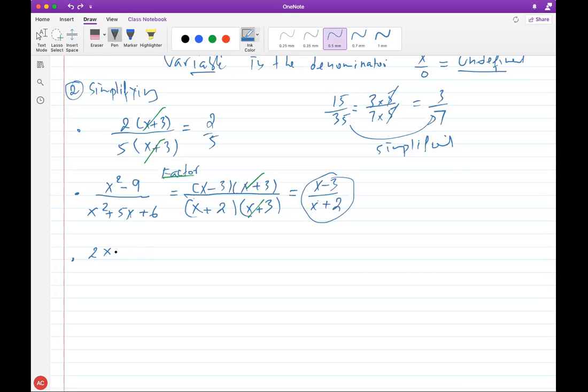Actually, let's make this 8. So if we do x to the second plus... actually, let's make this a... okay, now another one here.